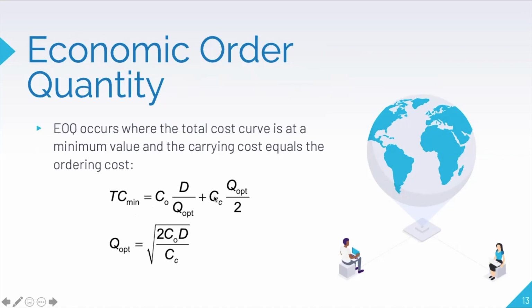Plus carrying cost. The total carrying cost is equal to the carrying cost times the average inventory, or EOQ divided by 2. So if we transform this into a formula, the EOQ is stated as the square root of 2 times the ordering cost times the annual demand divided by the carrying cost. So, square root of 2 times the ordering cost times the demand divided by the carrying cost.